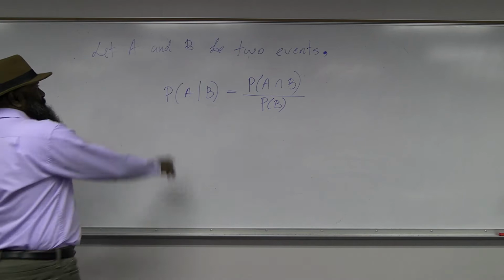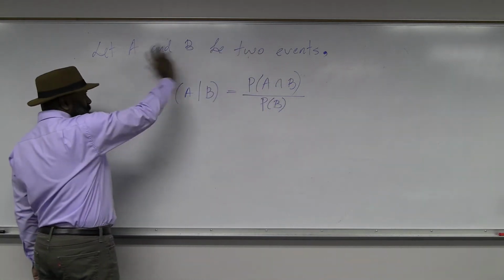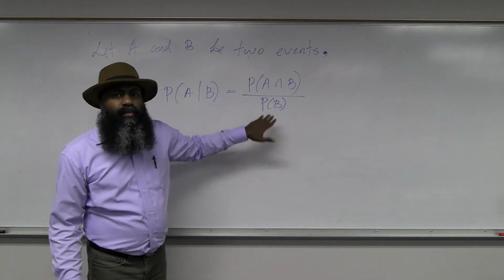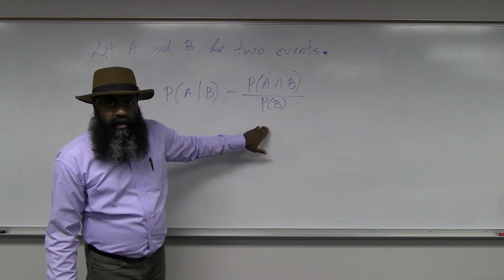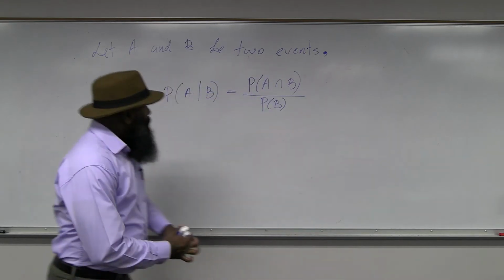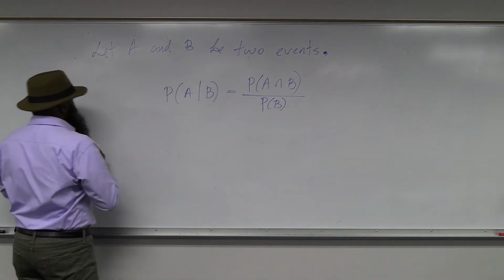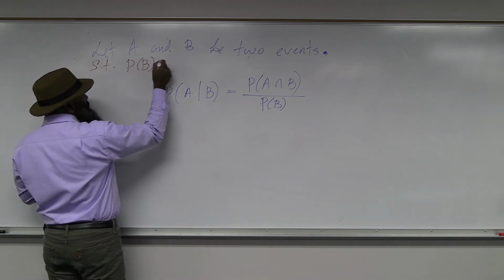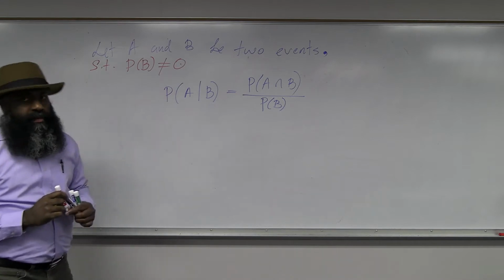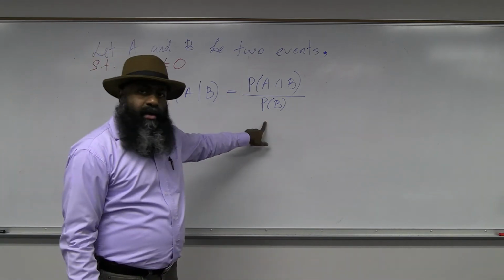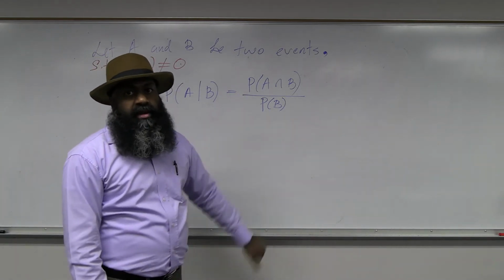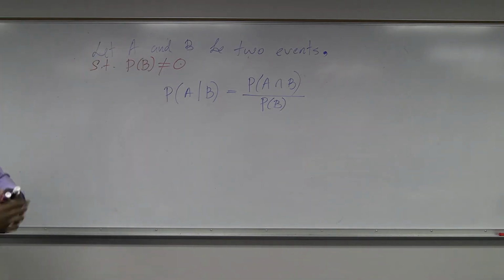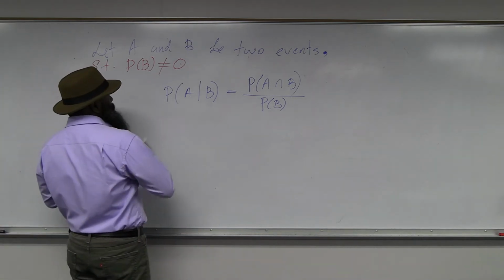All right, now here's the next condition required. A and B are two events. But look at this equation. You are dividing by the probability of B. So I would say, let A and B be two events so that probability of B is not equal to zero. Because in mathematics, you cannot define the division by zero. All right, that's it. So that's the equation of conditional probability.